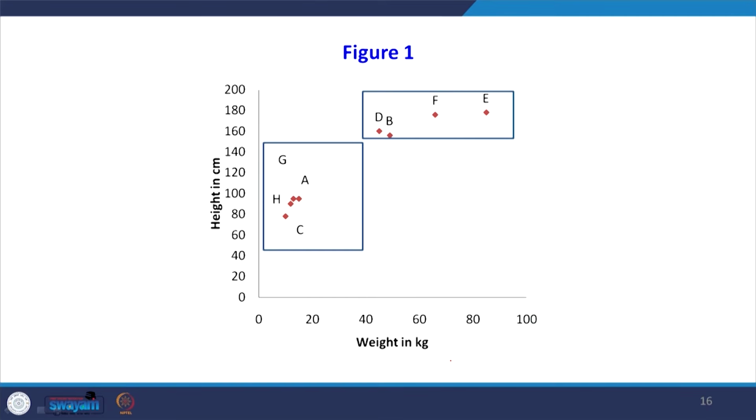If I plot that, you see that weight is taken in kg, height in centimeter. When you plot it, it is forming 2 similar objects. We can group similar objects into 2 categories, cluster 1 and cluster 2. In cluster 1, for example, rows C, H, A, G will occur. In cluster 2, rows D, B, F, E will occur. This is one way of clustering.